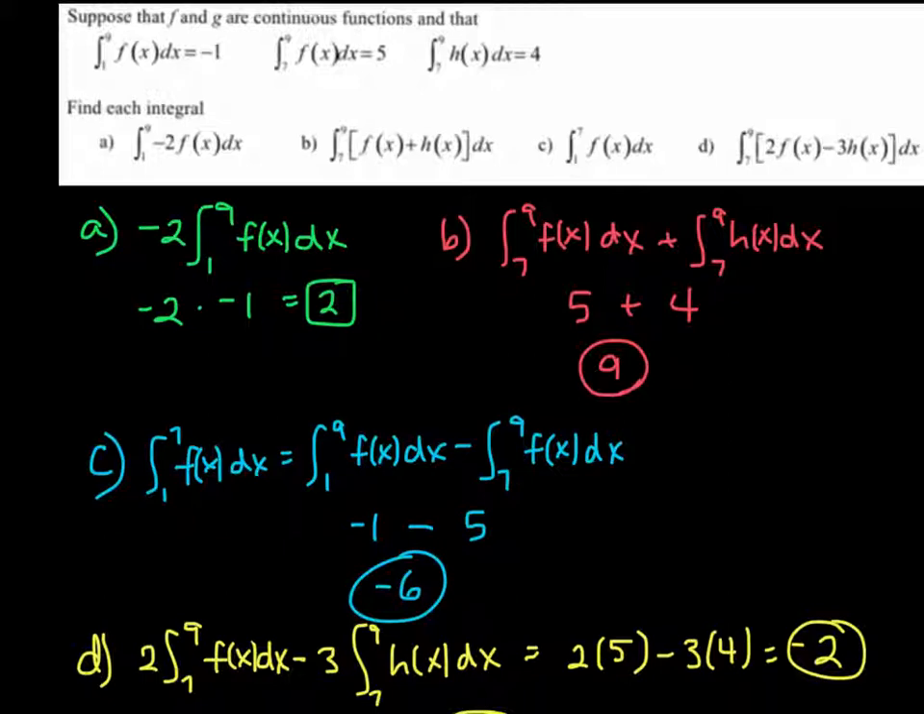The last one here is letter D, and that's from 7 to 9. And the integral was 2 times f of x minus 3 times h of x dx. So again, we had a multiple rule in there and a subtraction rule. So I pulled that all apart, pulled out my multiples, and evaluated it and got an answer of -2.